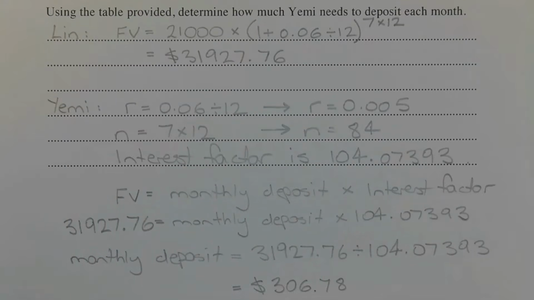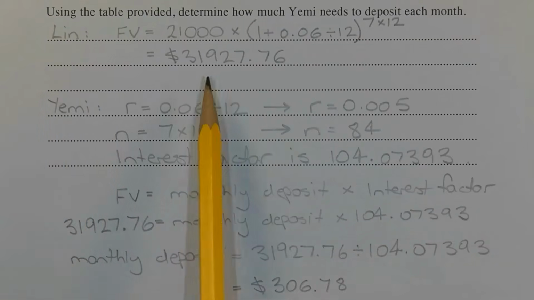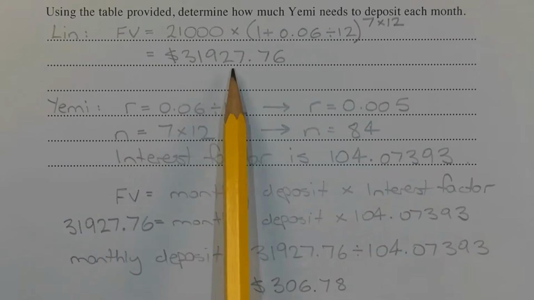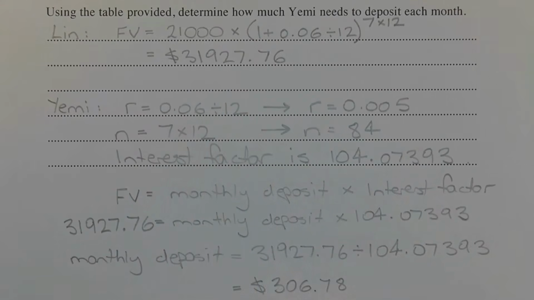We know the future value of Yemi's investment must equal the future value of Lynn's investment, which is $31,927.76. But rather than investing all that money up front as a lump sum, Yemi will be using an annuity. So there'll be a monthly deposit, and we need to work out what the value of that monthly deposit is so that the future value of Yemi's investment is equal to this value here. So we need to find the correct interest factor from the table.